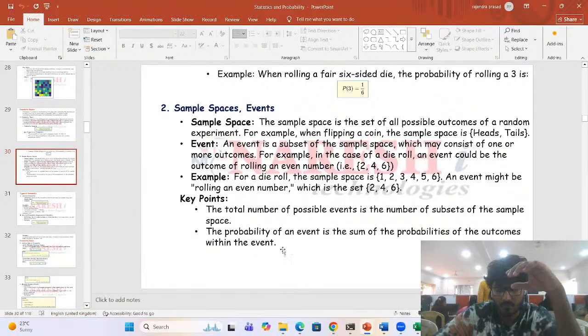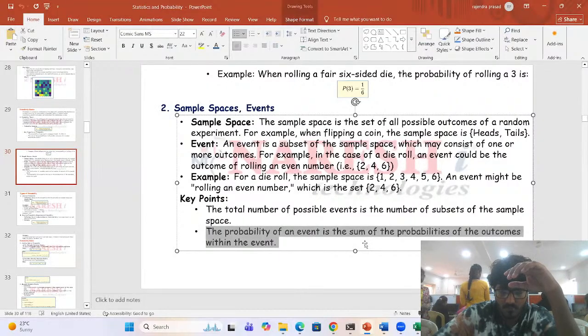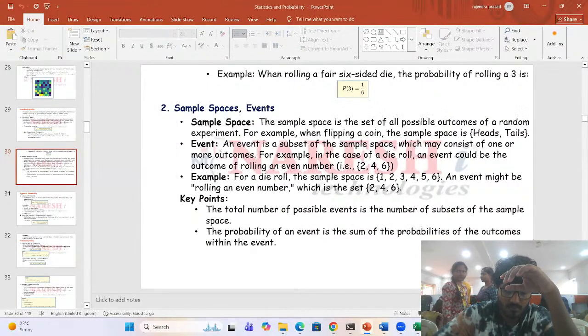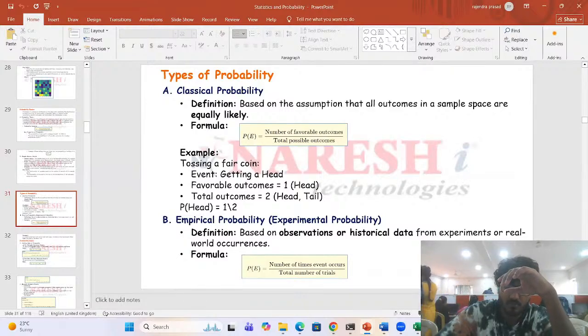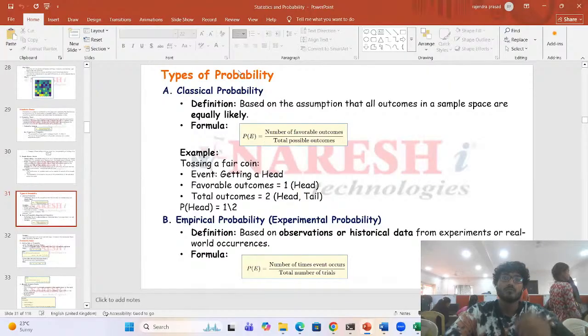And the probability of an event is the sum of the probabilities of the outcomes within the event. Simply, there are two properties. Individual probability should lie between 0 to 1. Overall, the sum of probabilities should be equal to 1. Clear? And what are the types of probabilities that we have?